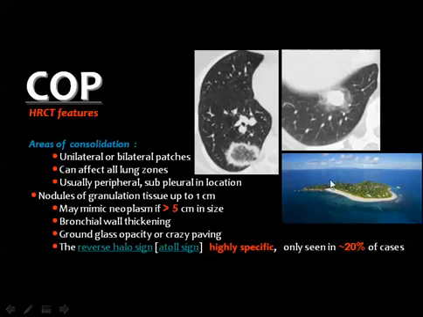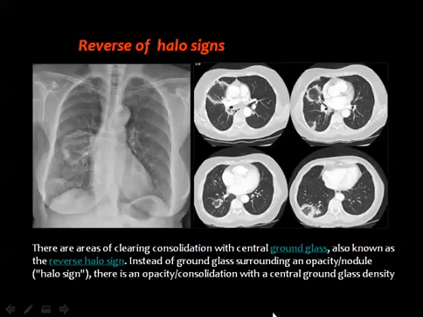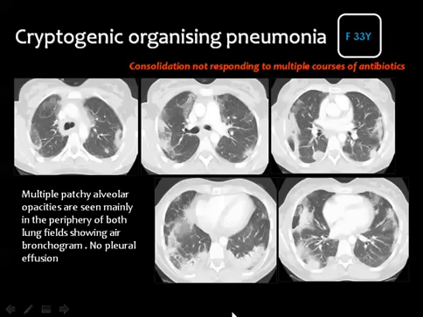With the halo sign, you have an opacity surrounded by ground glass, but in cryptogenic organizing pneumonia you have the ground glass surrounded by the opacity. If you see this, which is usually seen in about 20% of cases, you can swear that this is cryptogenic organizing pneumonia. Okay, and if you have the chance to see this classic appearance of ground glass surrounded by an area of consolidation, known as the reverse halo sign, this is cryptogenic organizing pneumonia.